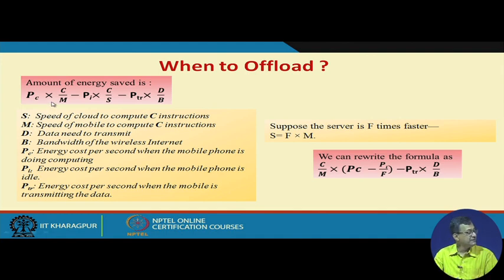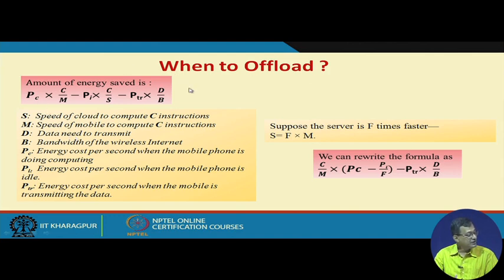Now, consider C as the number of instructions and M as the speed of the mobile to compute the C instructions. So, the local cost is PC times C by M. If it is offloaded, the cost is Pi times C by S, where S is the speed of the cloud to compute the C instructions, Pi is the idle power while waiting, plus the transmitting cost PTR times D by B, where D is the total data to transmit and B is the bandwidth available.